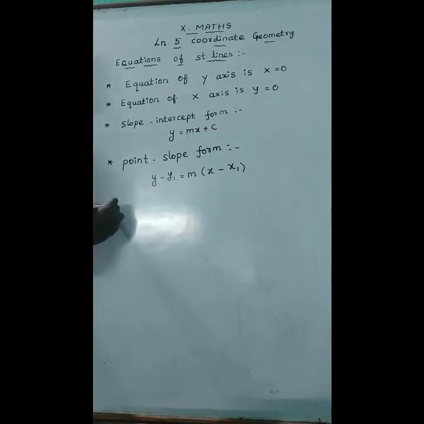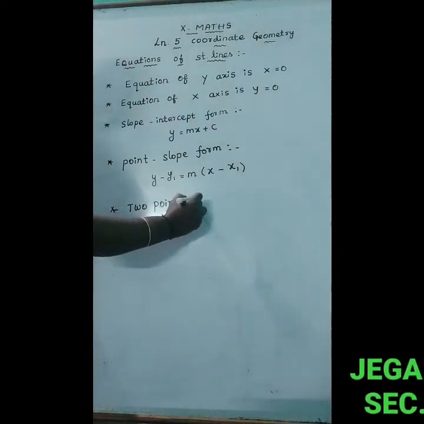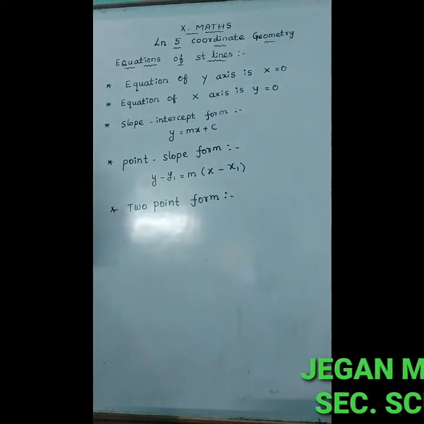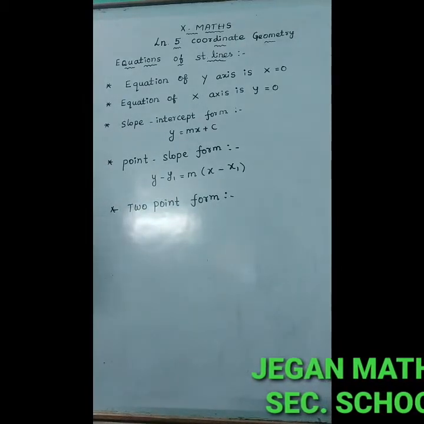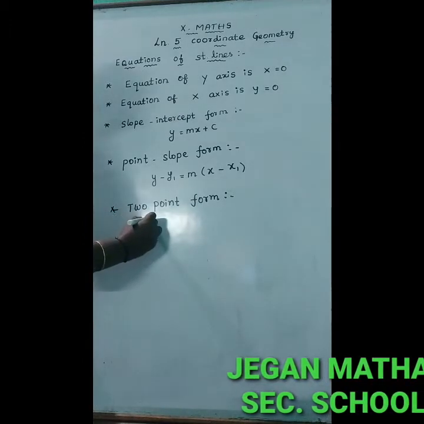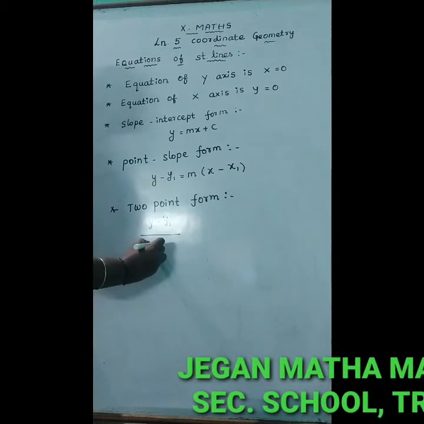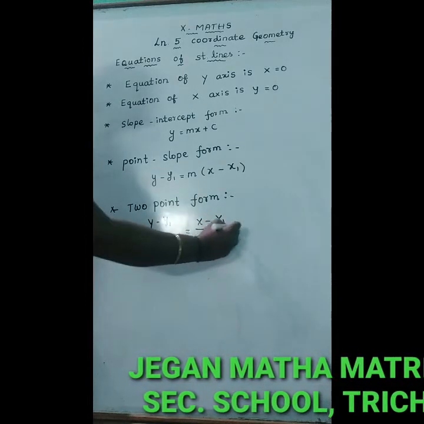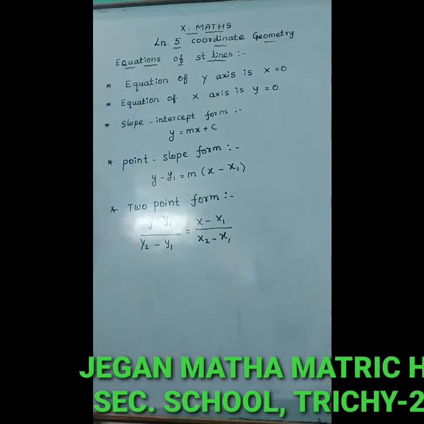The next formula is the 2-point form. When two points are given, how to find the equation of the straight line is using this formula: y minus y1 divided by y2 minus y1 is equal to x minus x1 divided by x2 minus x1. This is the 2-point form.